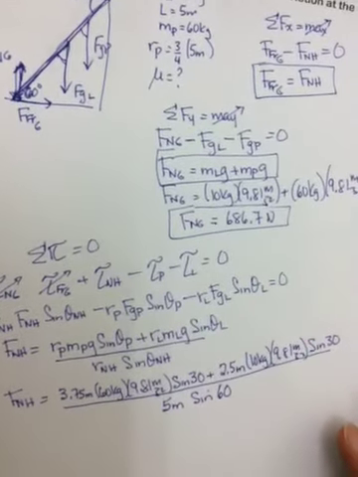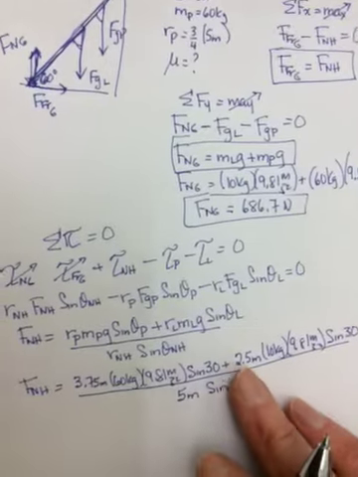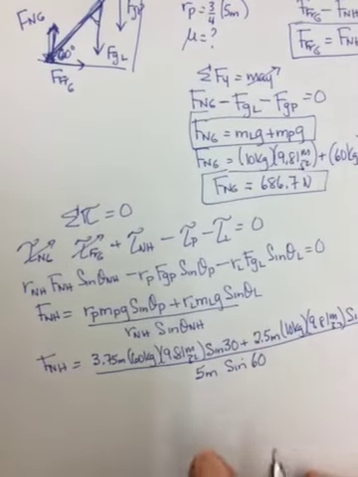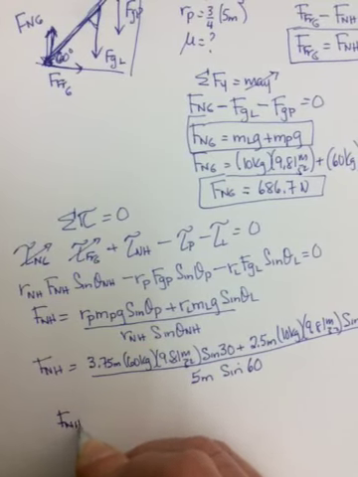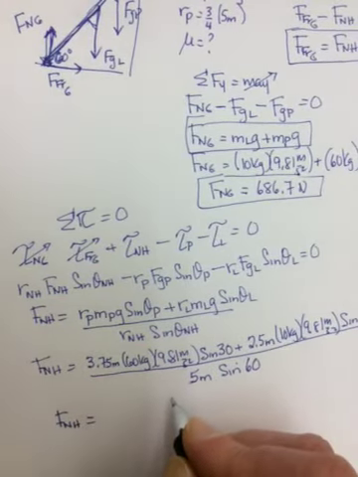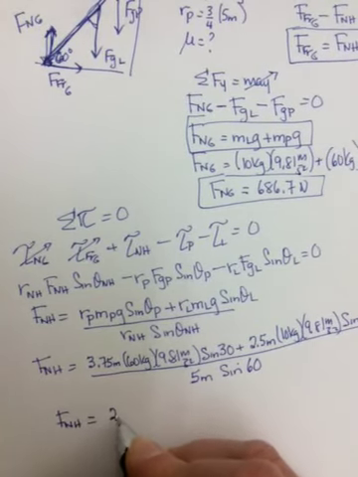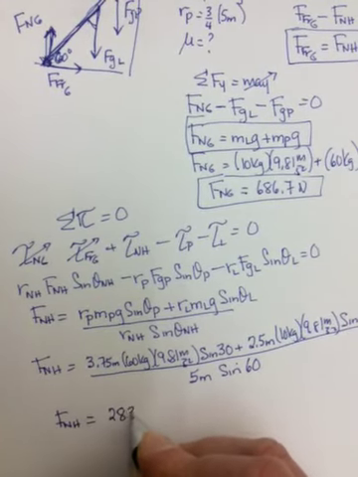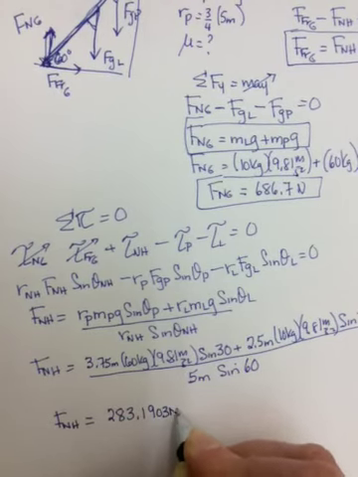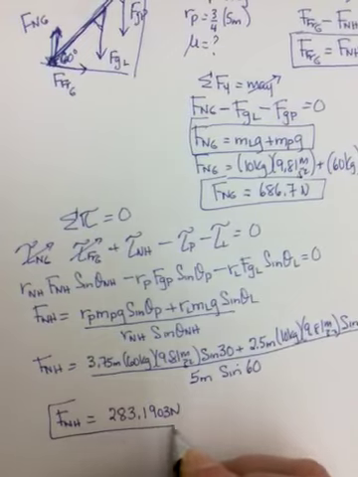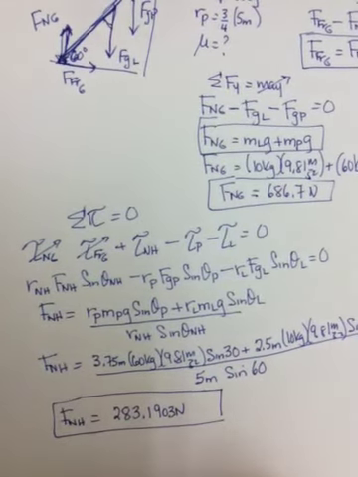So don't get lulled into a false sense that once you find one angle, you know them all. They are not necessarily the same. Now, I hate to tell you this, but you somehow have to type all of this into your calculator correctly to get the right answer. And if you do, and you might want to pause me to try it, you should get 283.1903 newtons. That's F normal of the house.